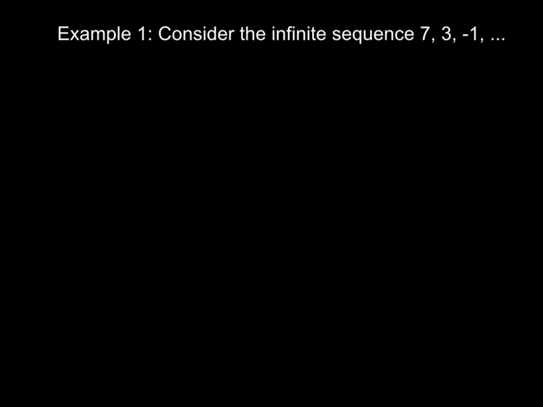So to do that, you can take the second term, which is 3, and subtract the first term. That would give you a common difference of negative 4. You would want this common difference of negative 4 to be the same between any terms. So you could also take the third term, which is negative 1, and subtract the second term, and negative 1 minus 3 is also negative 4. So since the difference between terms is the same, it's said to have a common difference of negative 4.